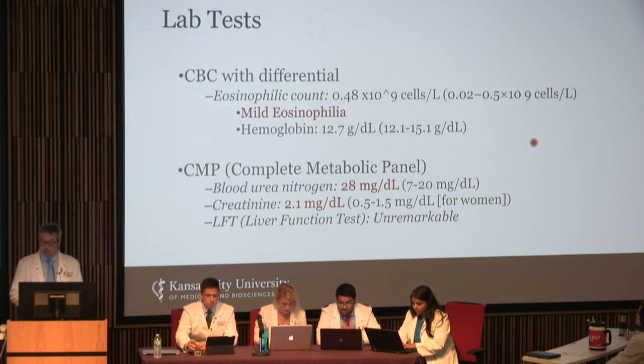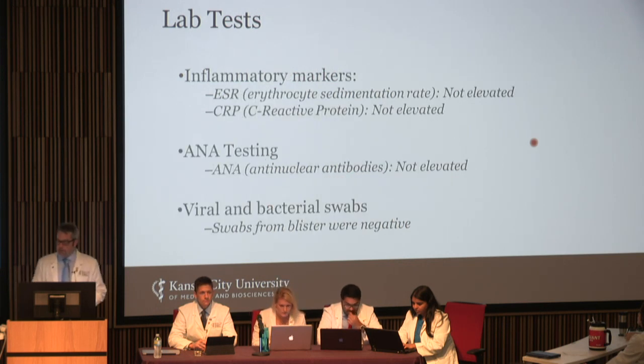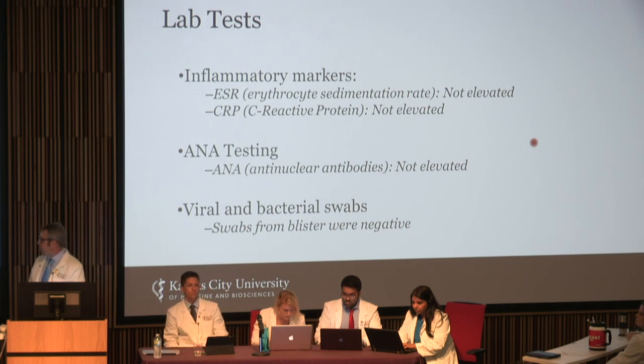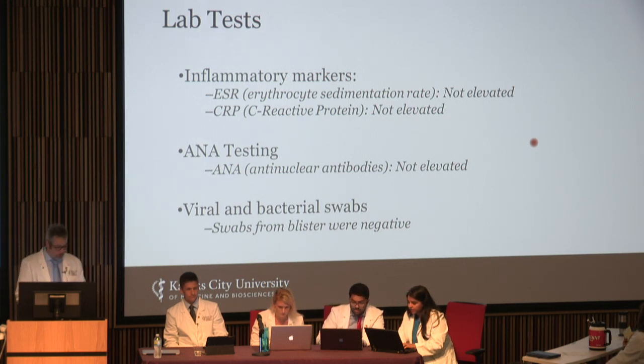Her liver function test came back as unremarkable. Her inflammatory markers were also not elevated, which were her erythrocyte sedimentation rate as well as her C-reactive protein levels. Her anti-nuclear antibody test was also negative, which is a marker for autoimmune function. We also decided to order swabs for both bacterial and viral activity of the exudate of the blisters, and both of these came back negative as well.